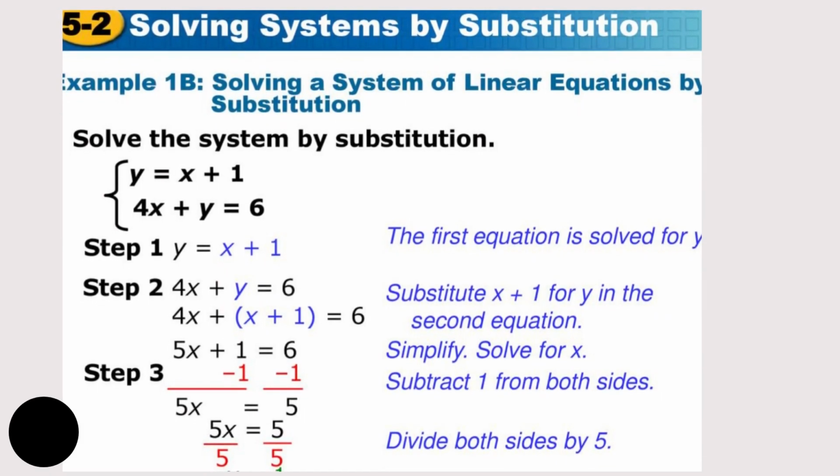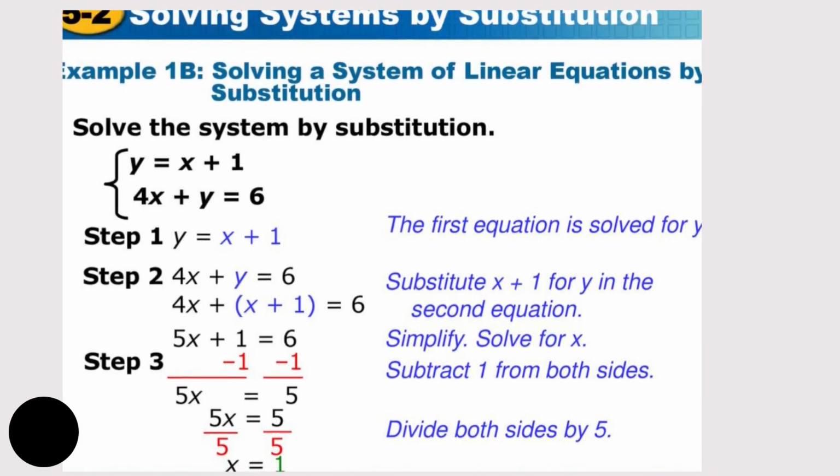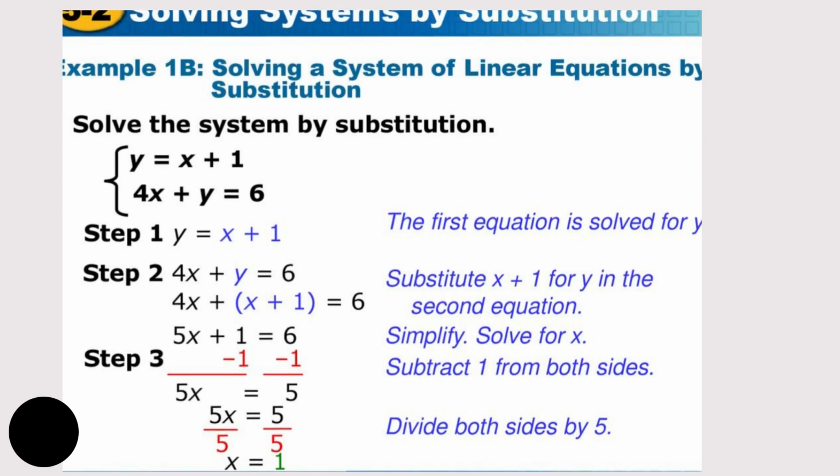Solving a linear system by substitution. First the equation is solved for y, and substitute x plus 1 for y in the second equation. Simplify and solve for x: subtract 1 from both sides and divide both sides by 5, then you will easily get x equals 1 here.